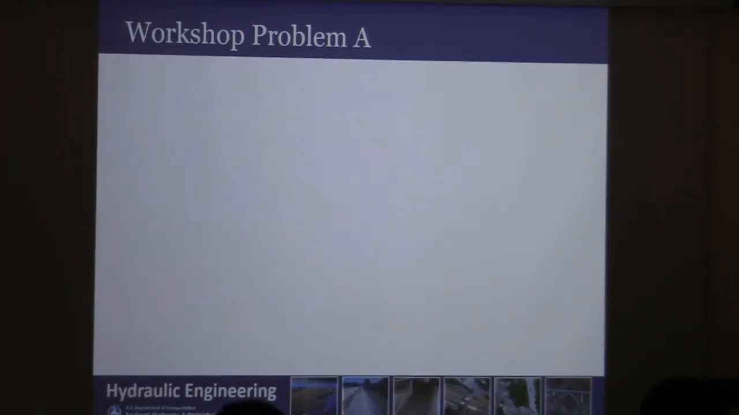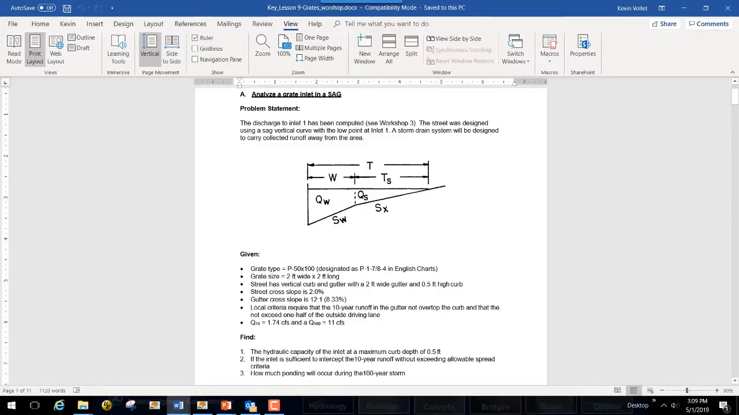Okay, we're going to analyze a grate inlet in a sag. The discharge to the inlet was computed, so don't worry about that. The street was designed using a sag vertical curve with a low point at inlet 1. A storm drain system will be designed to carry collected runoff away from the area.